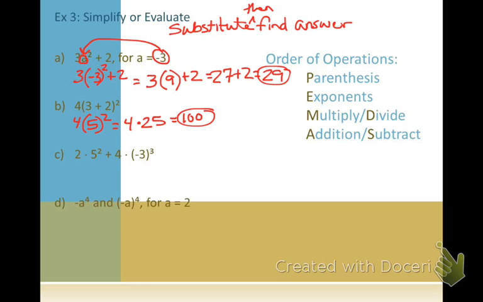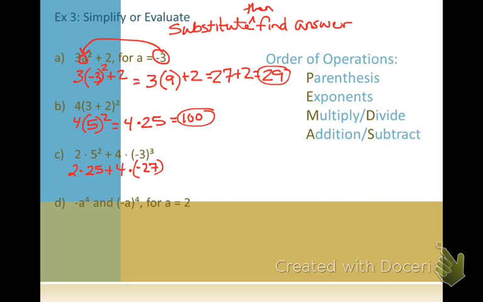C, we have 2 times 5 squared plus 4 times negative 3 cubed. So we could do two things at once. We can write down what 5 squared is, which is 25. And we can write down what negative 3 cubed is. So let's find out what it is. I'm going to do this first, which is positive 9 times negative 3, which is negative 27. So I would put negative 27 in parentheses, because it's a negative at the end.